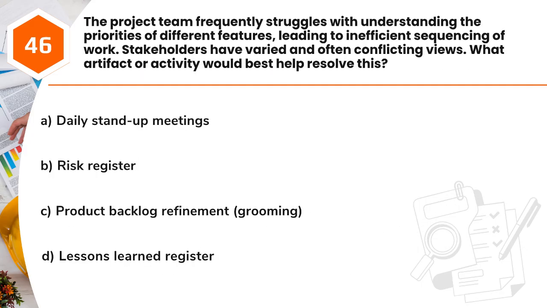Question 46. The project team frequently struggles with understanding the priorities of different features, leading to inefficient sequencing of work. Stakeholders have varied and often conflicting views. What artifact or activity would best help resolve this? A. Daily stand-up meetings. B. Risk register. C. Product backlog refinement, grooming. D. Lessons learned register.